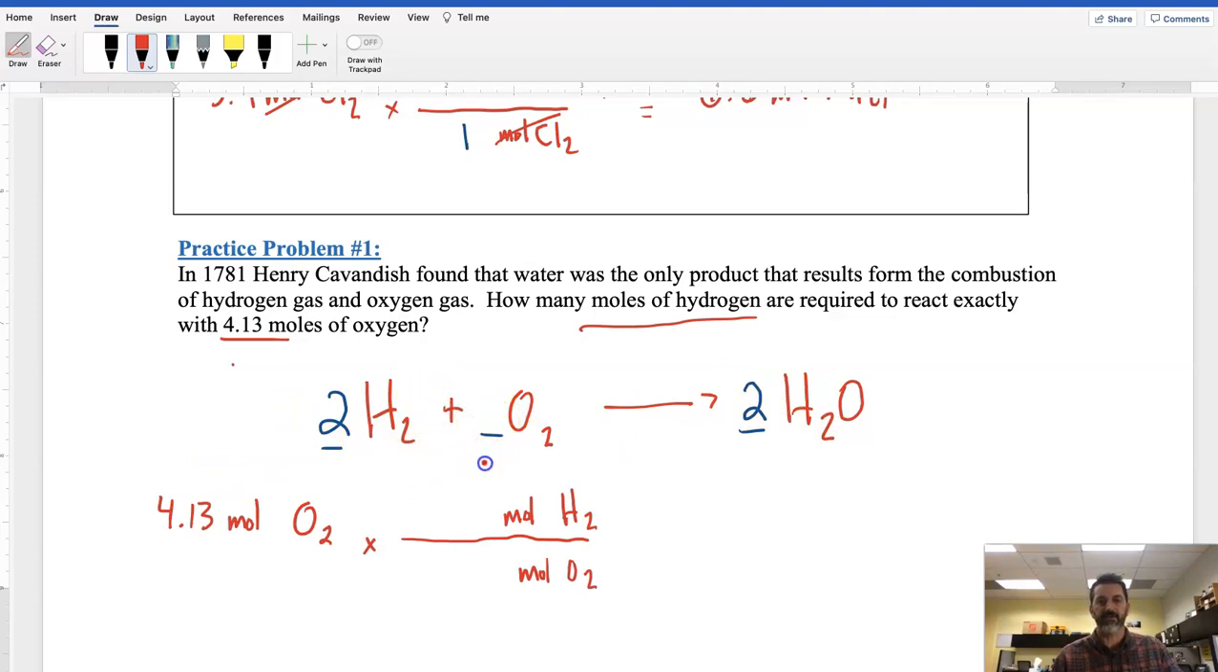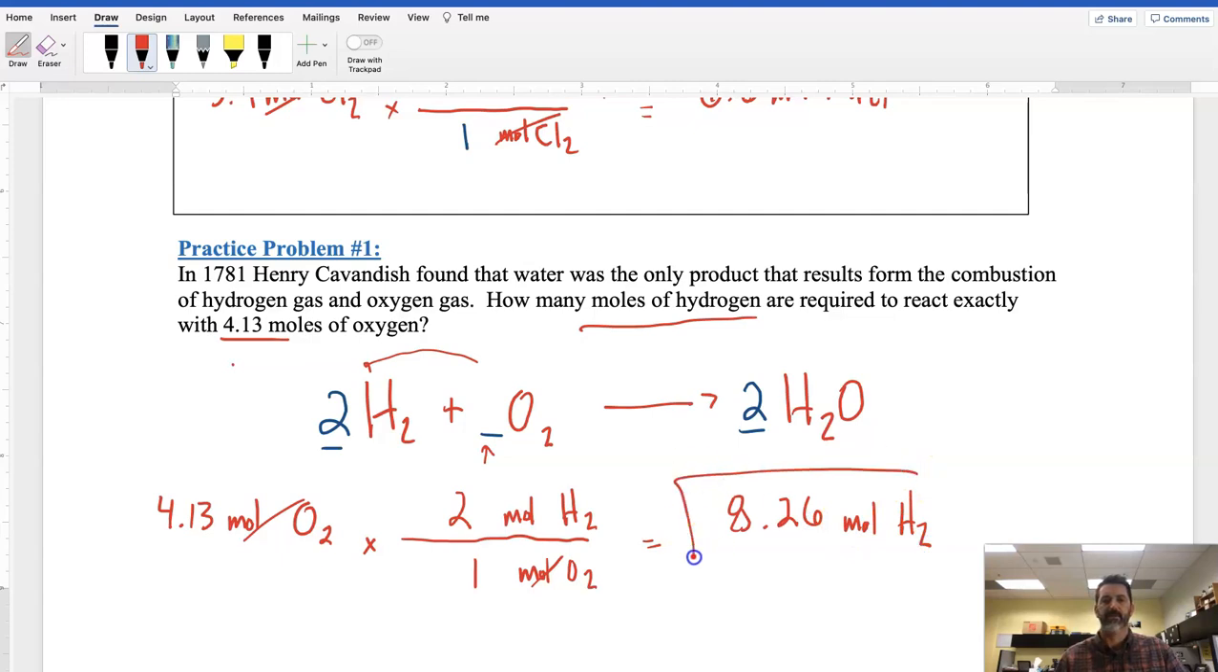So there is an understood 1 right there. So 1 mole of O2 is going to require 2 moles of H2. So that is my ratio. Once again, I'm going to cancel out moles of oxygen. Again, I'm going to do 4.13 times 2. That gives me 8.26 moles of hydrogen. So that's how much hydrogen I need to react with 4.13 moles of oxygen.